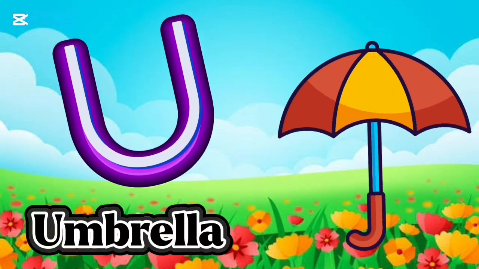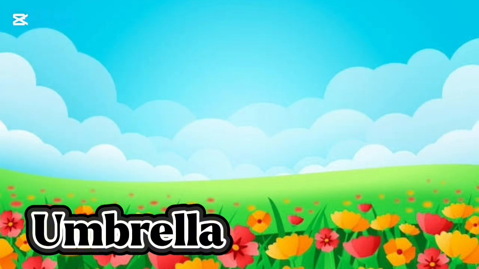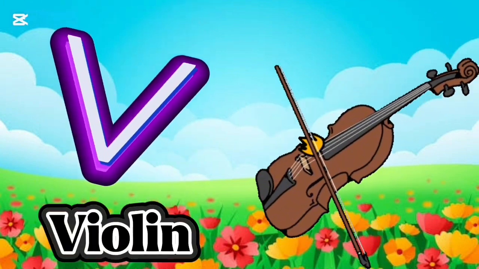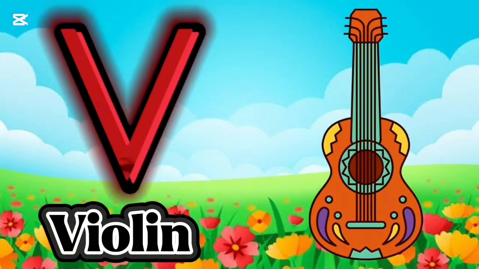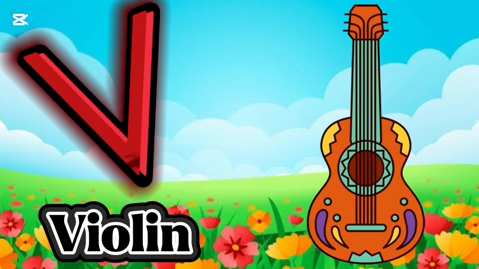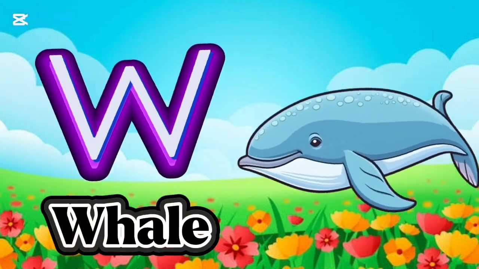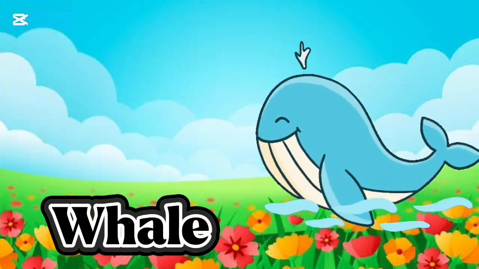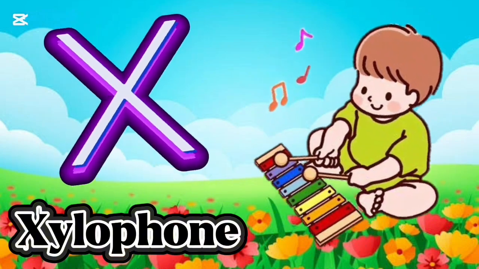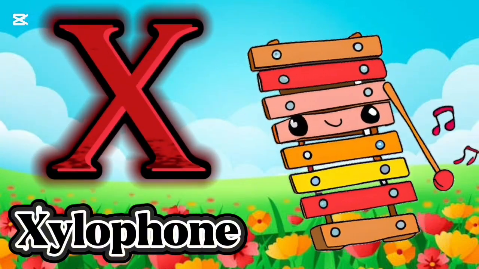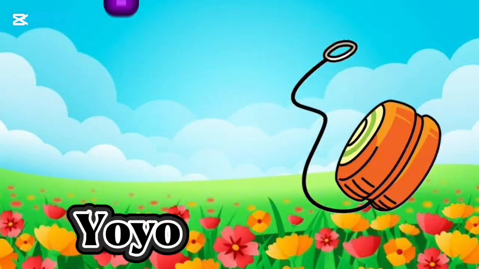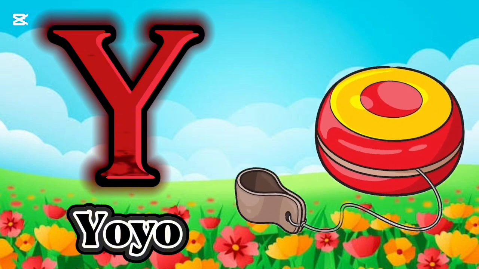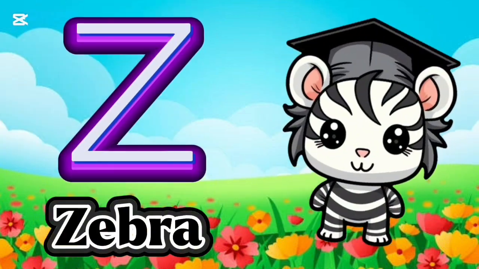U is for umbrella. Umbrella. U, umbrella. V is for violin. Violin. V, violin. W is for whale. Whale. W, whale. X is for xylophone. Xylophone. X, xylophone. Y is for yo-yo. Yo-yo. Y, yo-yo. Z is for zebra.